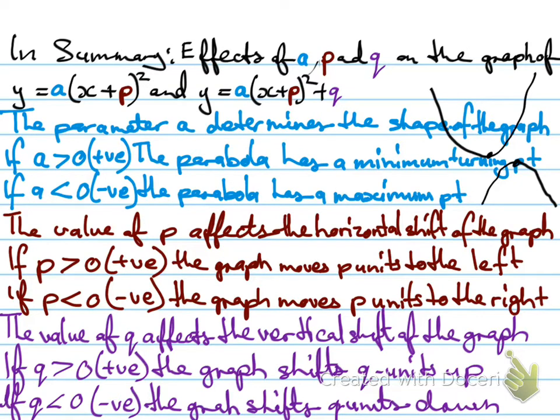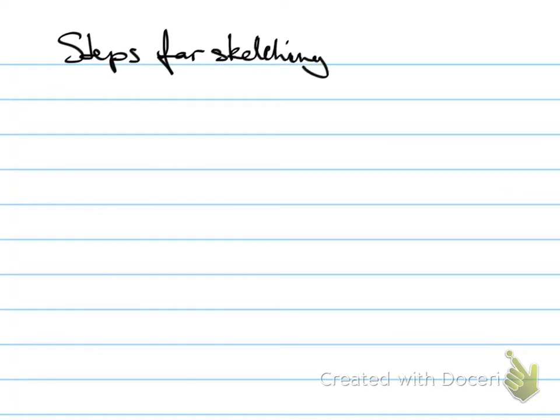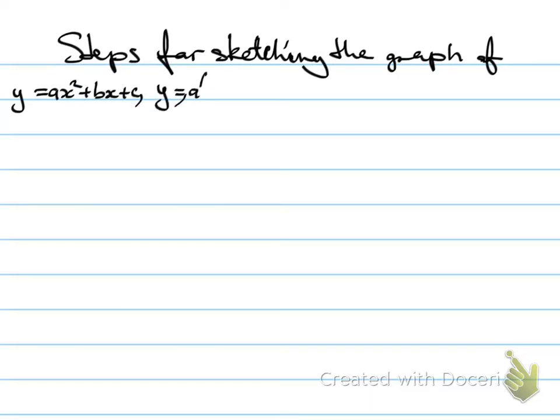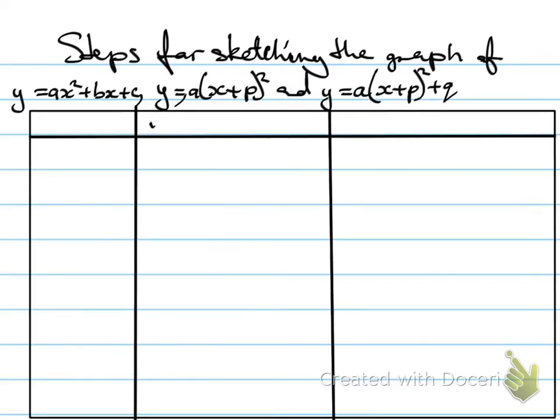Let's look at some examples so that we can really understand what's going on. So before we do that, let's look at steps. Let's summarize. How do you sketch the graph of y equals ax squared plus bx plus c, which is the standard format, and then the completed square format?